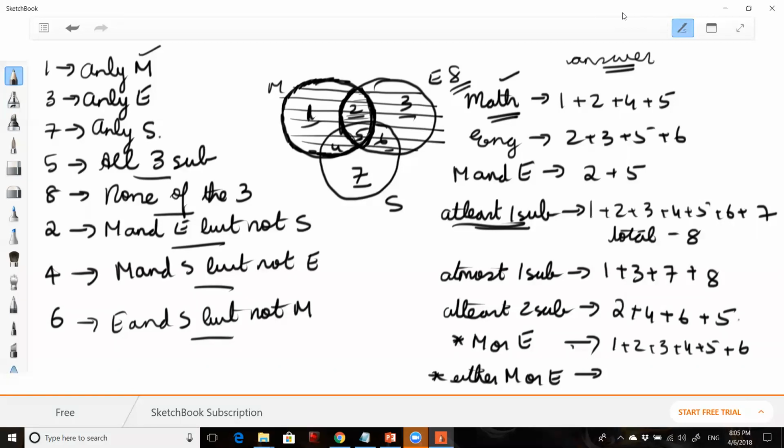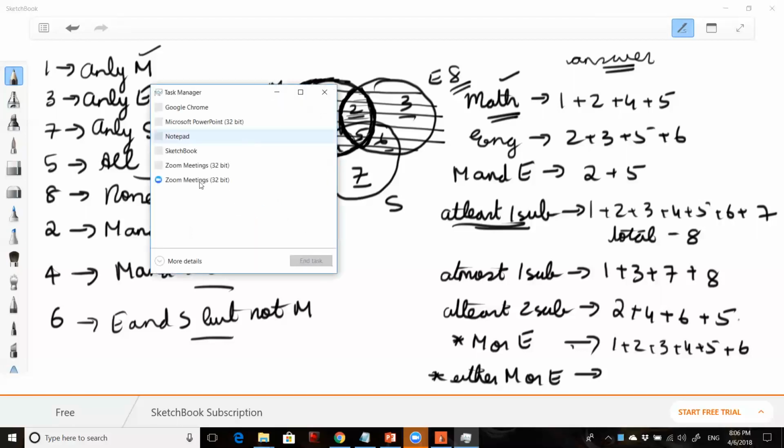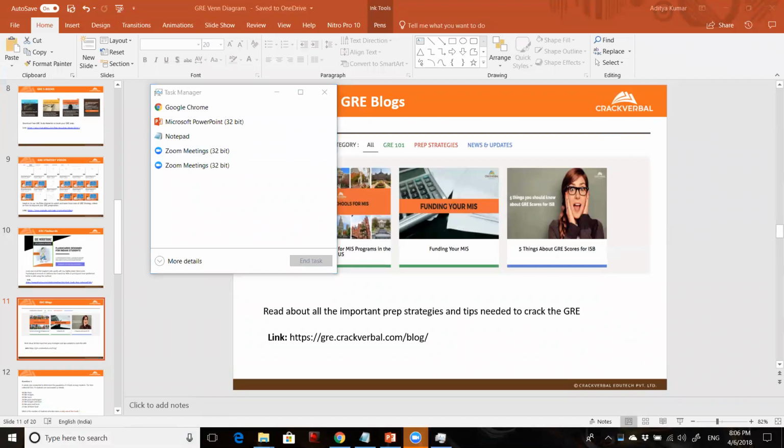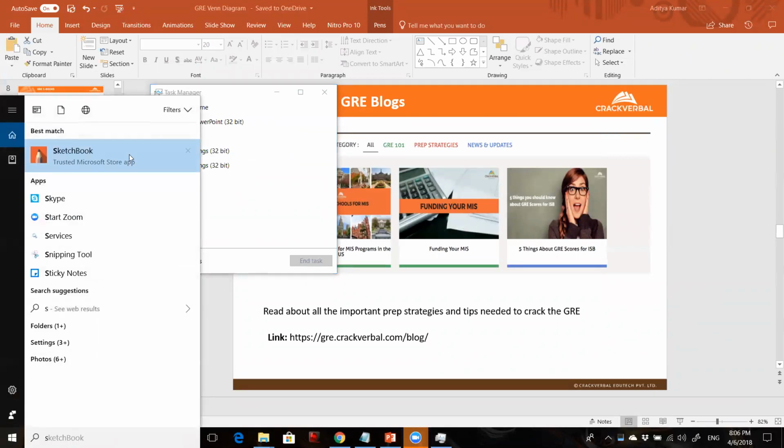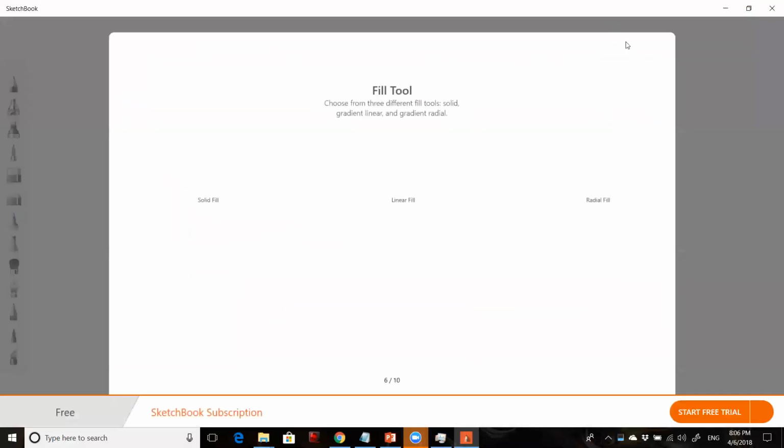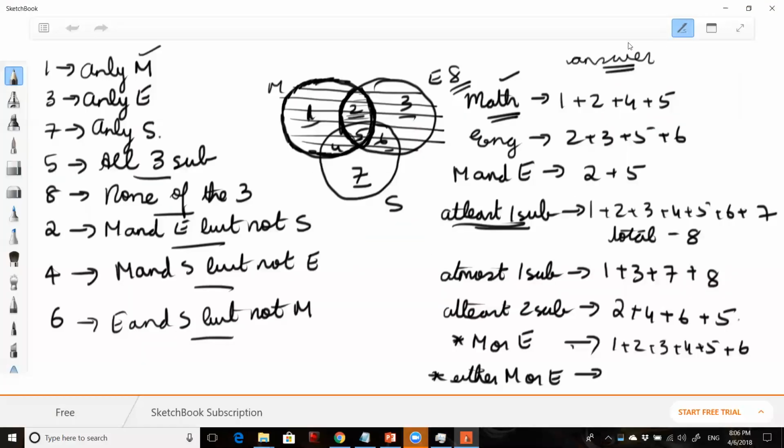But what about either math or English? Guys, what about either math or English? How many of y'all can give me an answer for that? Perfect. So most of y'all have given me an answer, but let me see whether it's right or not. 1 and 3 is not right. 1, 4, 3, 6 is absolutely fine.